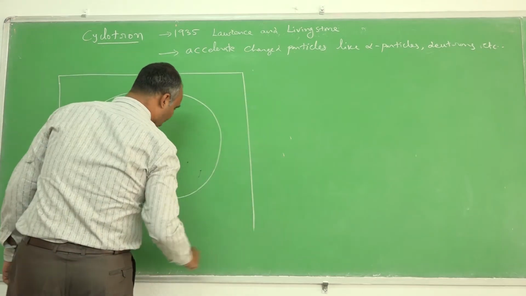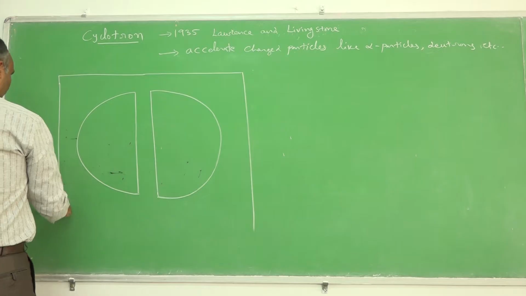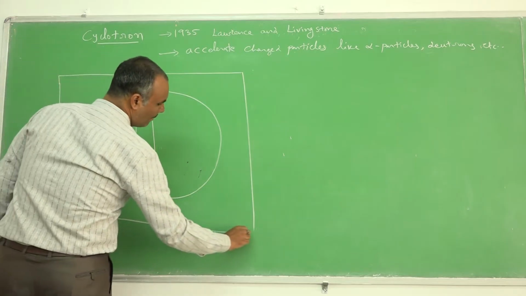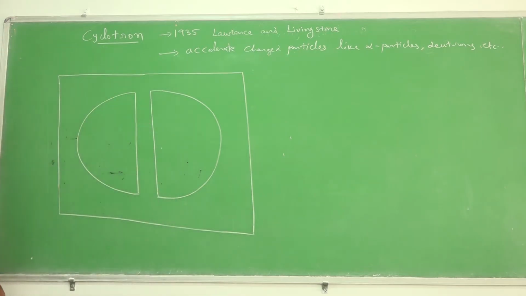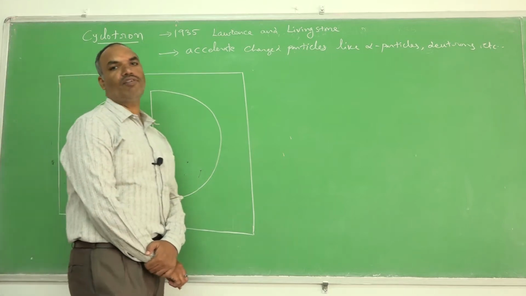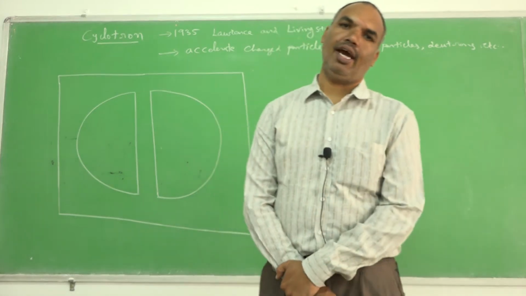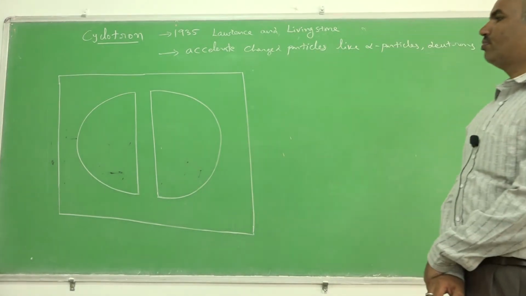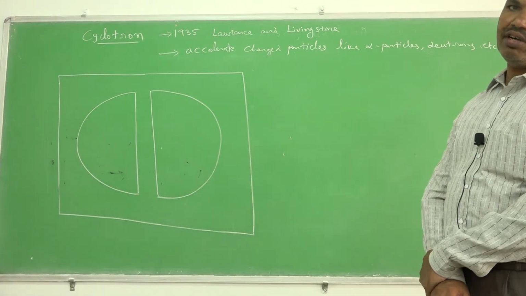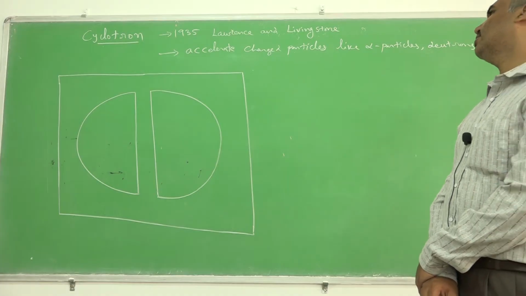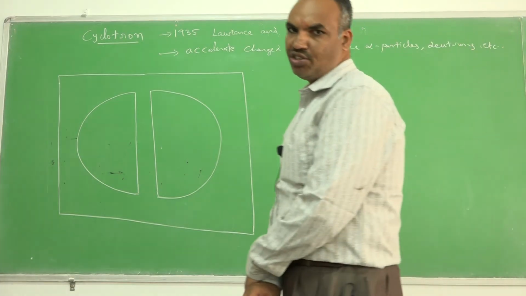They are kept in a special chamber provided with very low pressure, up to the order of 10 power minus 3 mm of Hg. This metal chamber is provided with a very low pressure gas at 10 power minus 3 mm of Hg.